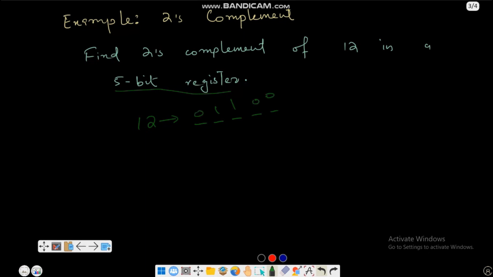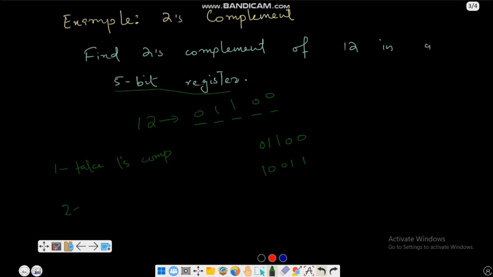I have got this binary number here, 0 1 1 0 0. This is the binary representation of 12. Now to find out the 2's complement of any number, the first step is to do what? We need to take the one's complement first. So I'll take the one's complement of this, where the zeros are replaced with ones and the ones with zeros, giving 1 0 0 1 1. Now I have got the one's complement here.